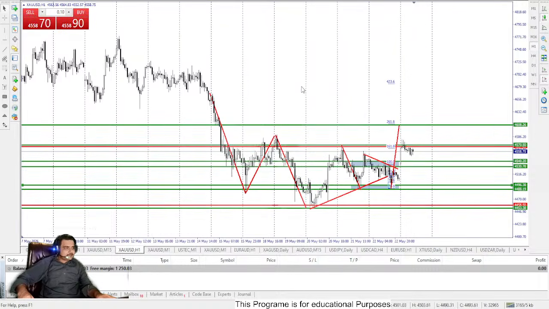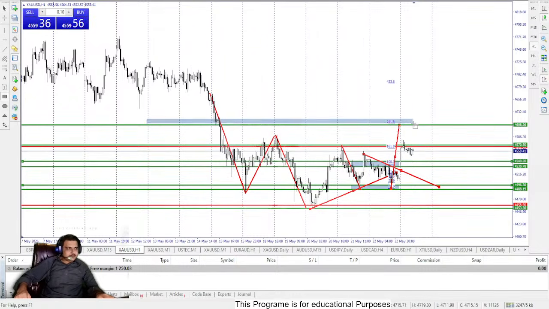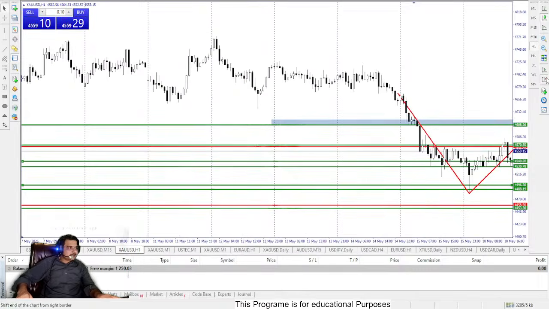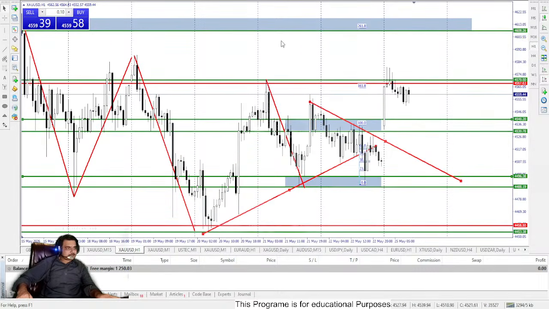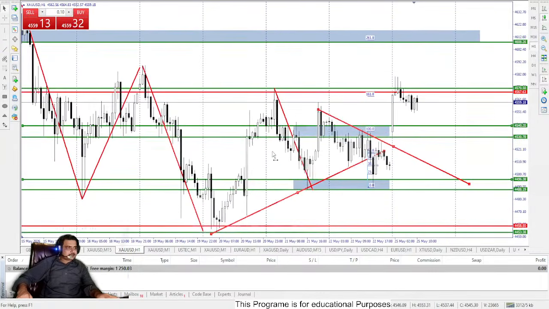So some levels I obviously will be deleting today, for example, this one. See, this got completed, not exactly completed yet. Remember, the exact completion will be 4608 approximately. Okay, let's zoom in and let's see what this market can further give us and how we will be analyzing it.